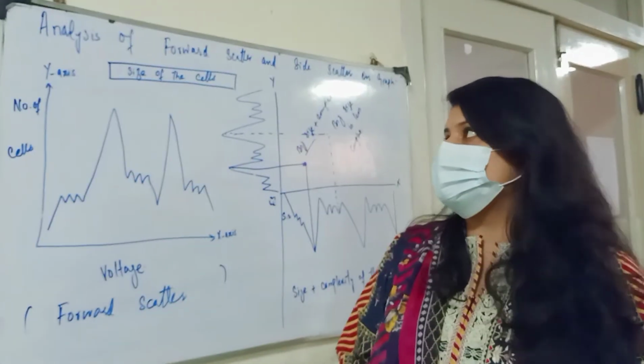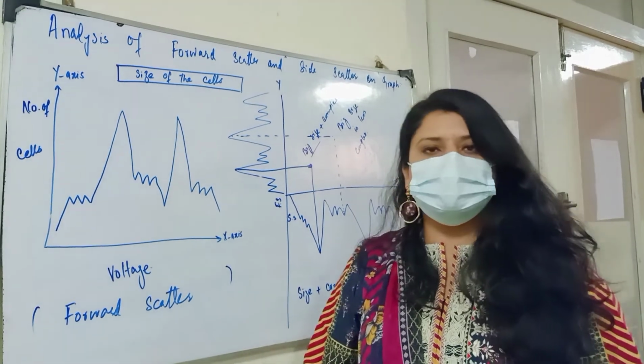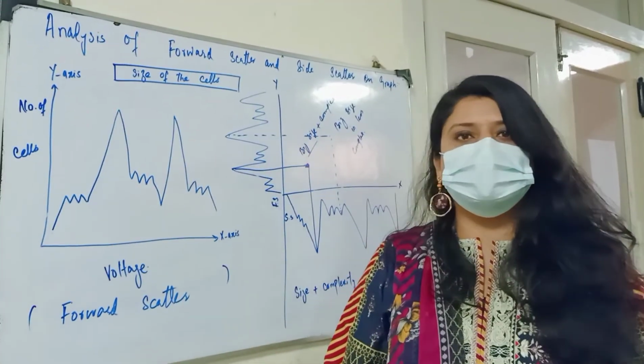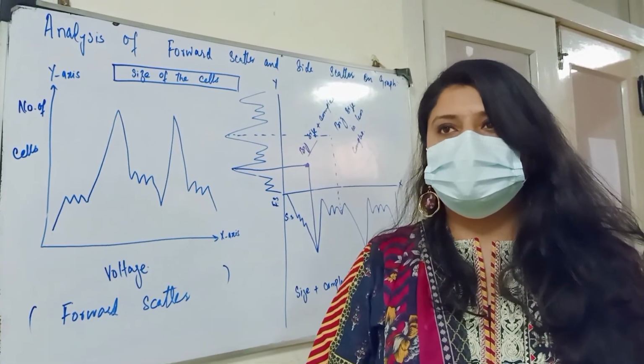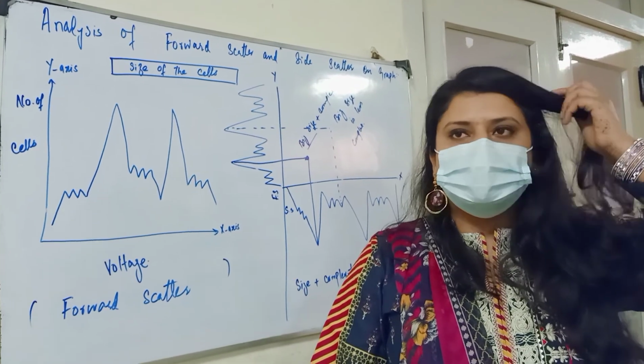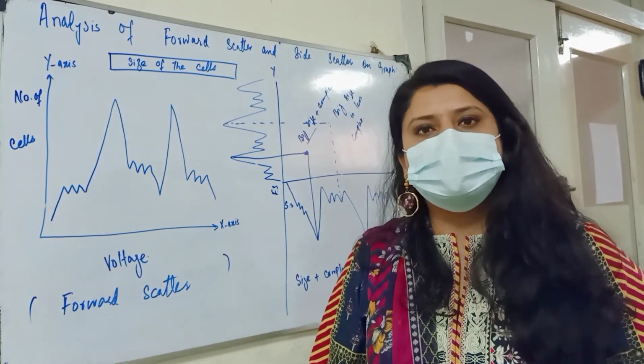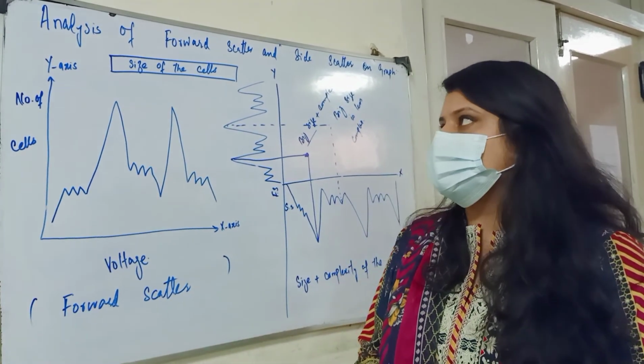What are the applications of flow cytometry? Flow cytometry gives us an idea of the number of cells. So if we want to learn about apoptosis, or want to know about the stages of cell division like mitosis, we can use the flow cytometry technique.